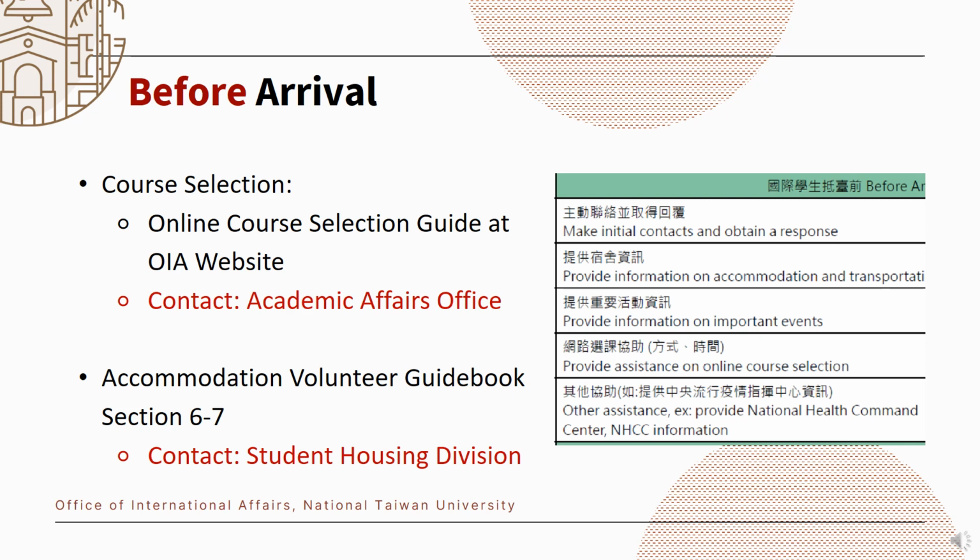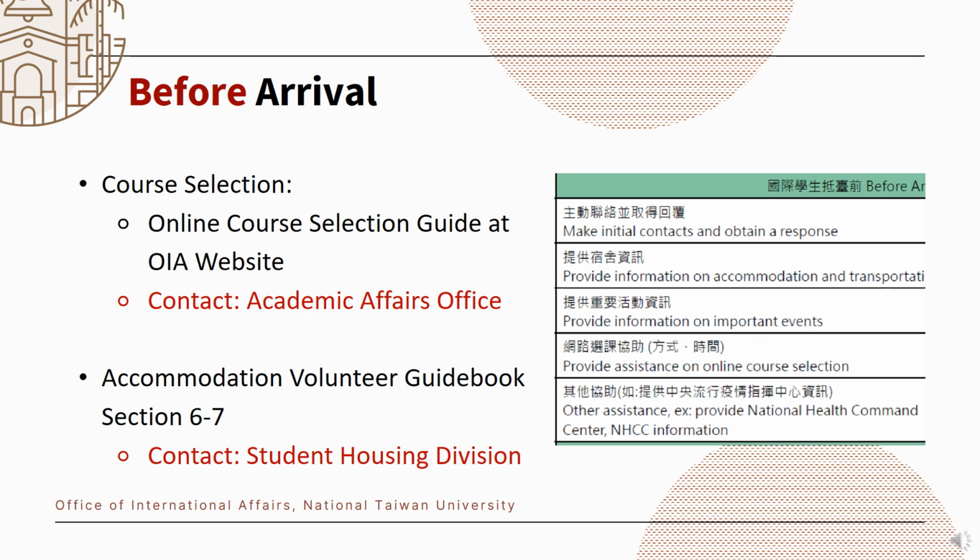And also, if you still have some course selection questions, please contact the Office of Academic Affairs, or you can contact the TA directly from the Department of the International Students, because they are the ones who can give you the correct and accurate answer. So please remember to go to them if the international students have some course selection questions.